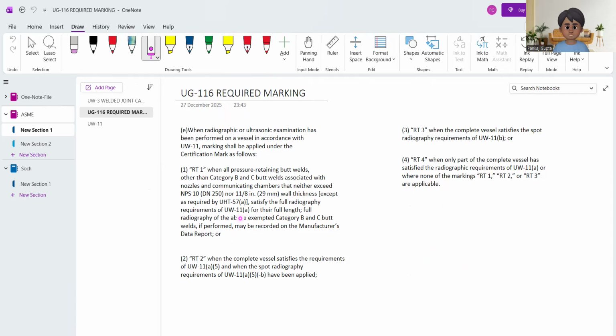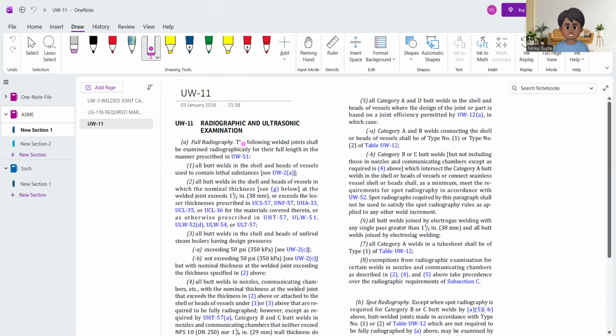So this is the point, and if we go to the section UW11, what does it say? As per UW11, it gives the guideline on where we can do full radiography. The following weld joints need to be examined by full radiography. First of all, welds in the shell or head of the vessel, when the vessel is having lethal service, in that case we need to do full radiography. Or a butt weld in shell and head of the vessel in which the nominal thickness at the welded joint exceeds 1.5 inch, meaning 38 mm.